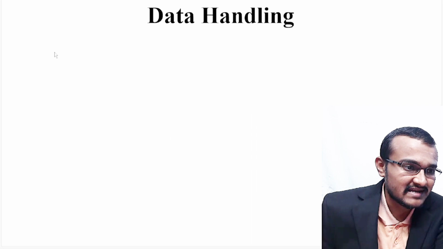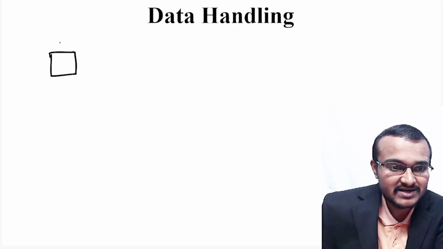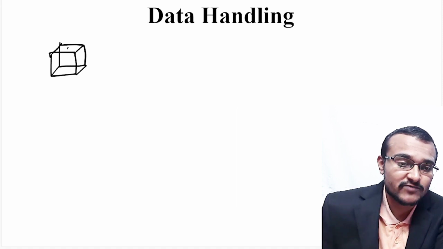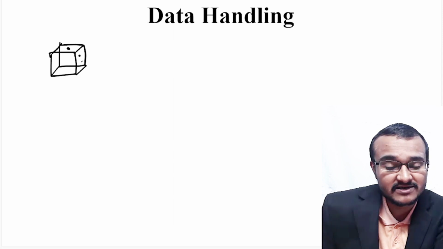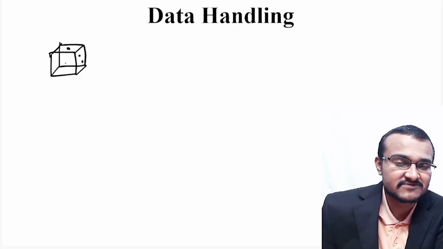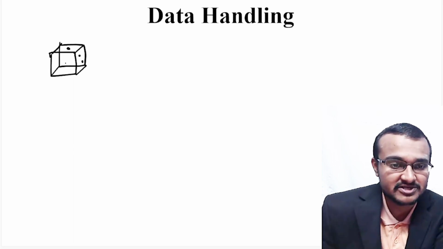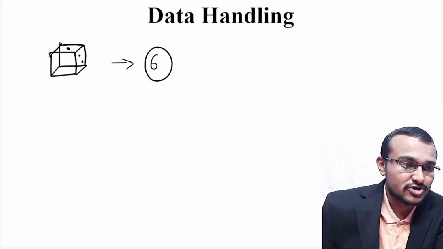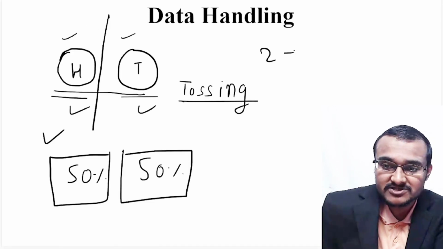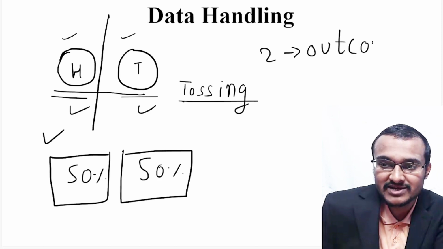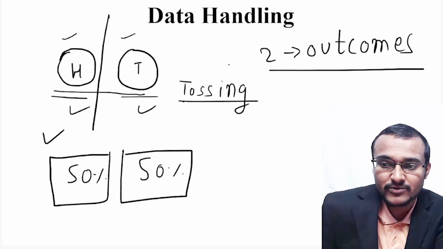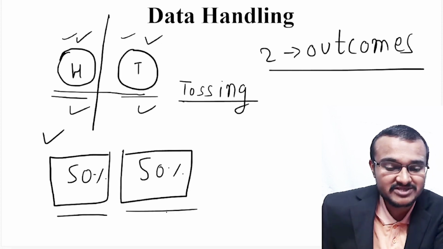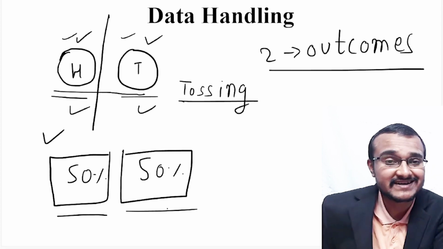For example, let's say we have a dice, perfectly cubic in shape, with 1 written on one face, 2 on another face. Like this there will be 6 faces with numbers 1, 2, 3, 4, 5, 6. So here total outcomes will be 6. When you toss a coin, there were only 2 outcomes, one is head and one is tail. That's why the probability was 50% of getting head and 50% of getting tail.